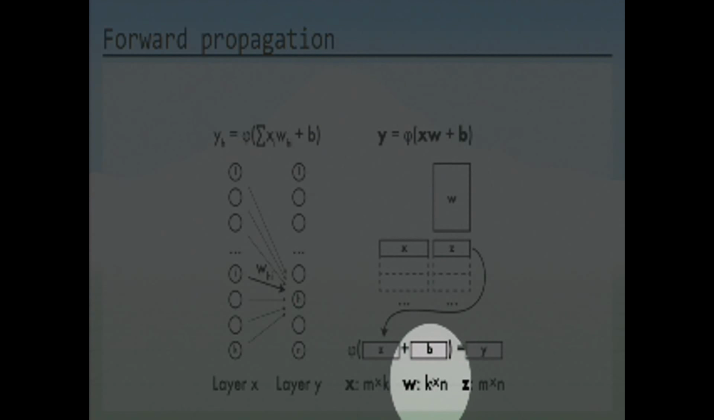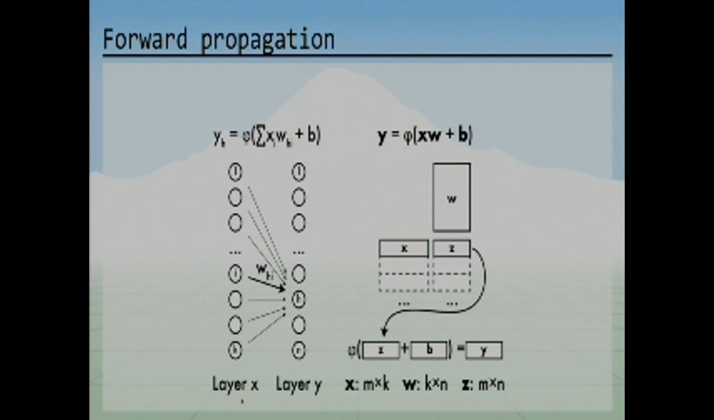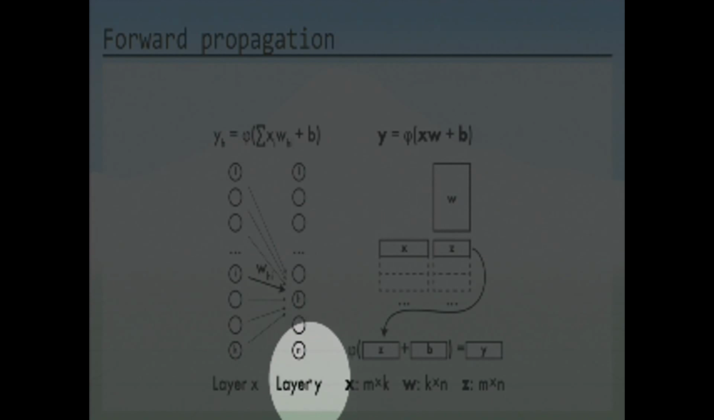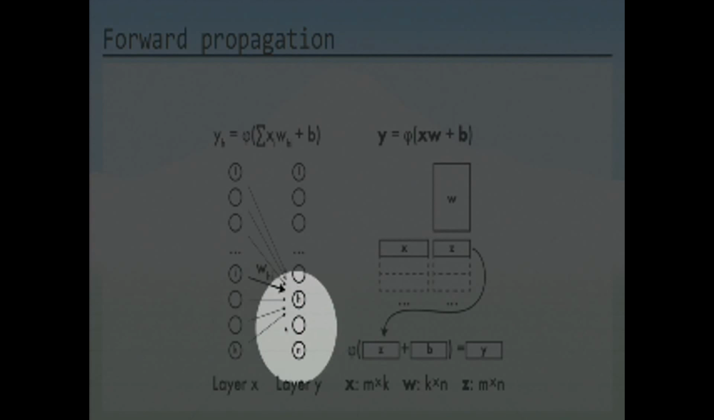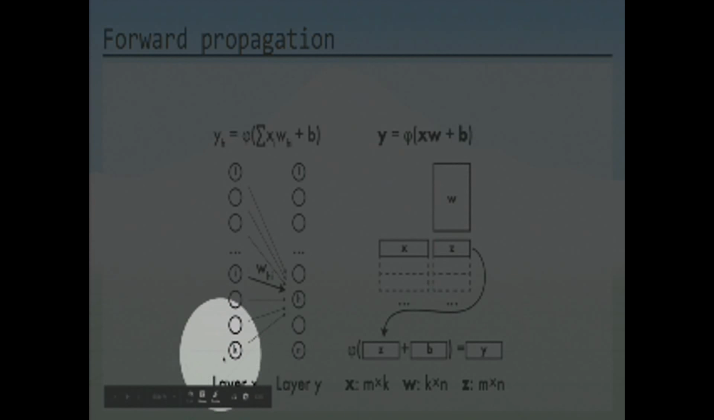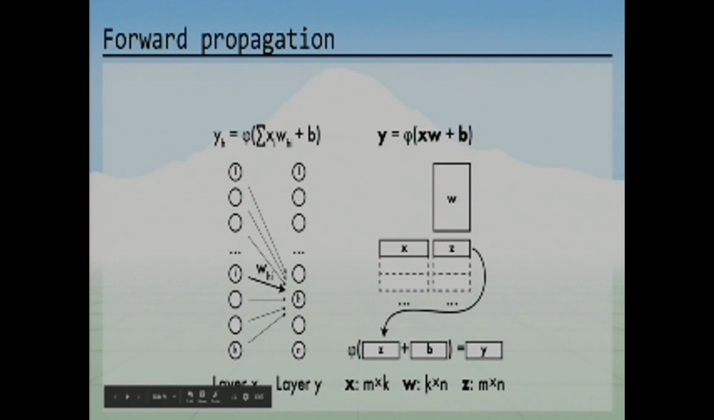And then our weight matrices are going to have dimensions k by n, because for every input value in our layer x and for every value in our layer y, we're going to have some weight that connects those two neurons. So we need basically the squared number of neurons of k and n, and our weight matrix w has basically that many weights in it. It has enough weights to connect every neuron in layer x with every neuron in layer y.